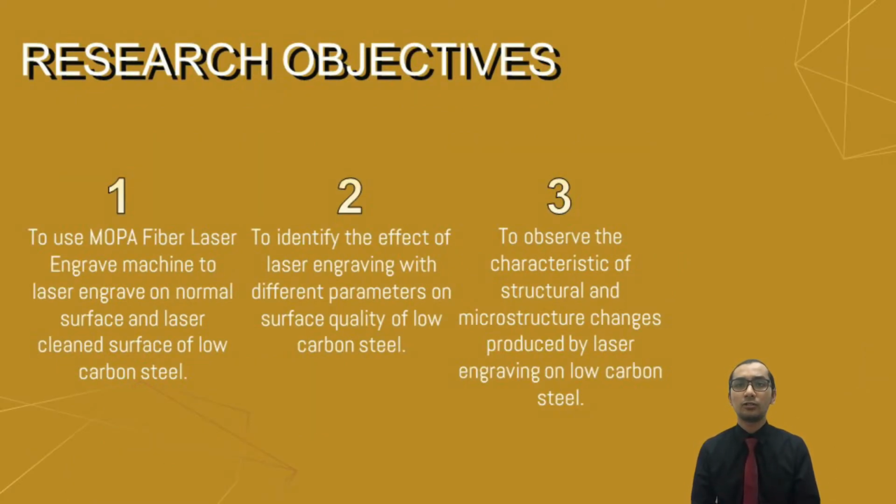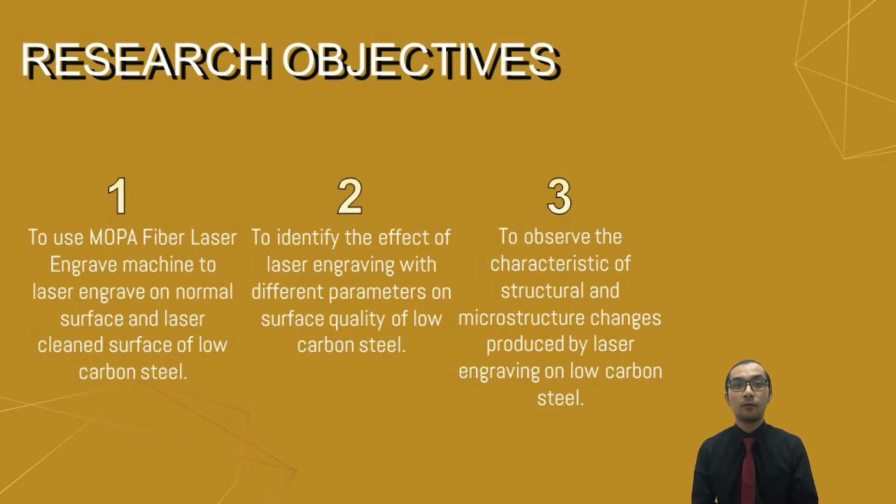That is the research objective. The first objective of my research is to use a MOPA fiber laser engraving machine to laser engrave on normal surface and laser cleaned surface of low carbon steel. The next objective is to identify the effect of laser engraving with different parameters on the surface quality of carbon steel. The parameters used in the laser engraving are laser power, pulse frequency and laser speed. To identify the surface quality after laser engraving, I use the surface roughness test.